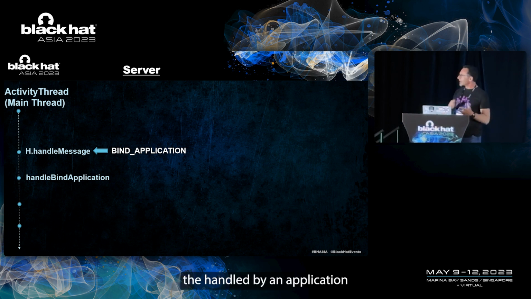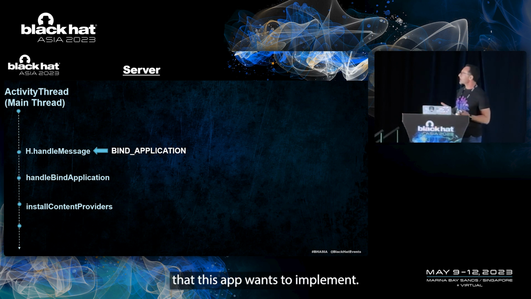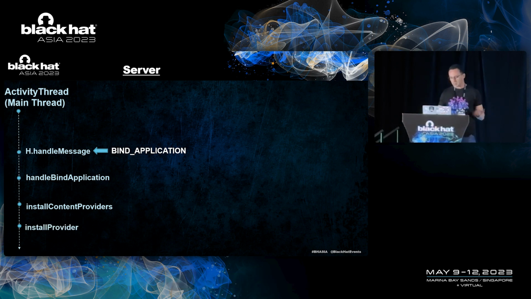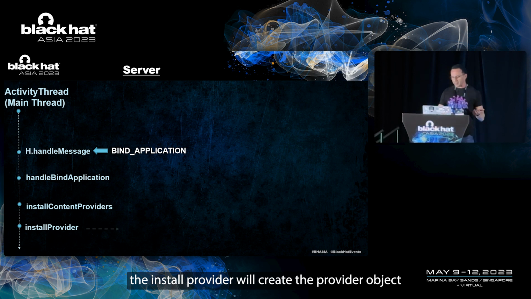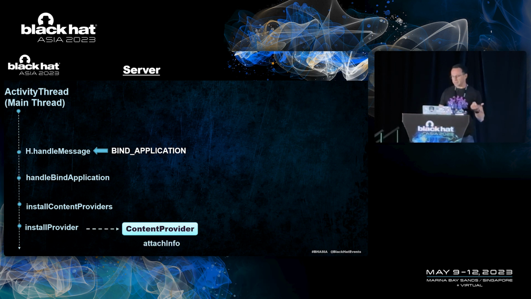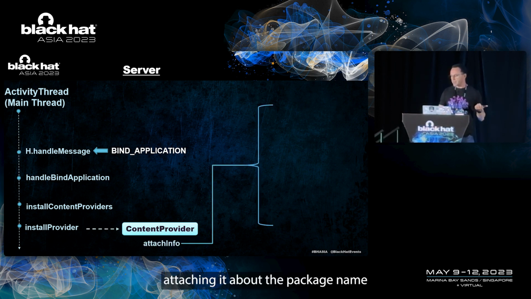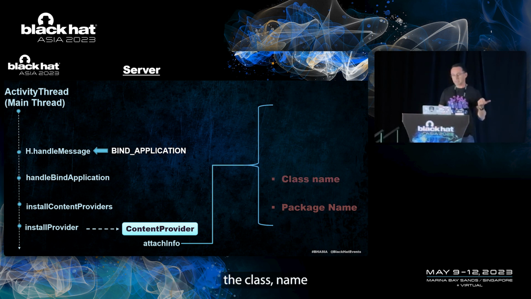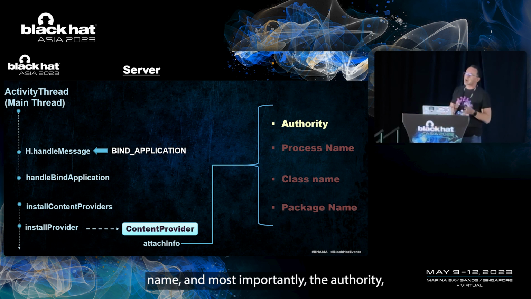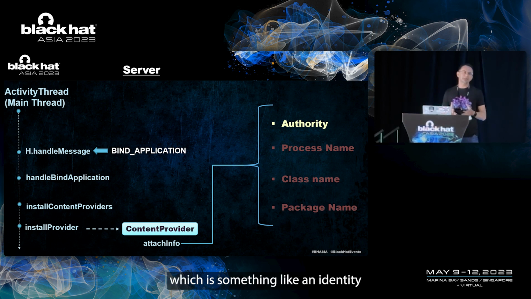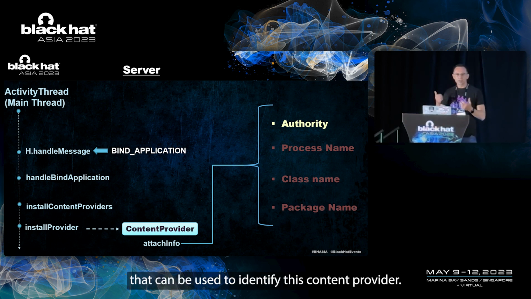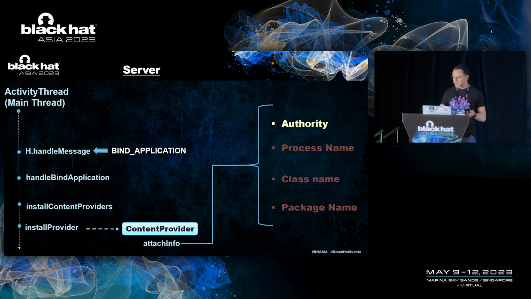And next, the handled bind application will call the installed content providers, given a list of the content providers that this app wants to implement. For each one of them, the installed provider will create a content provider object, attaching info about the package name, the class name, the implementation class name, the process name, and most importantly, the authority, which is something like an identity that can be used to identify this content provider system-wise.